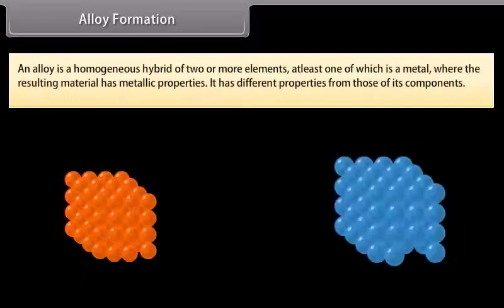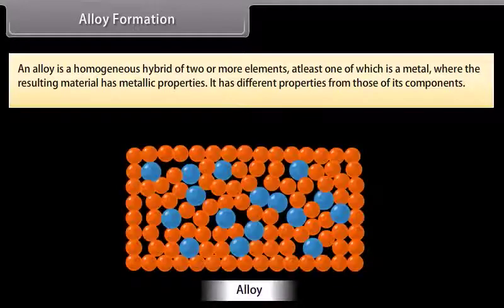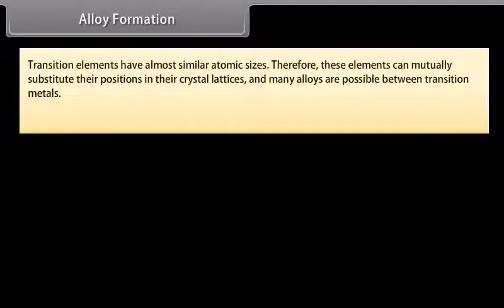Alloy formation. An alloy is a homogeneous hybrid of two or more elements, at least one of which is a metal, where the resulting material has metallic properties. It has different properties from those of its compounds. Transition elements have almost similar atomic sizes.